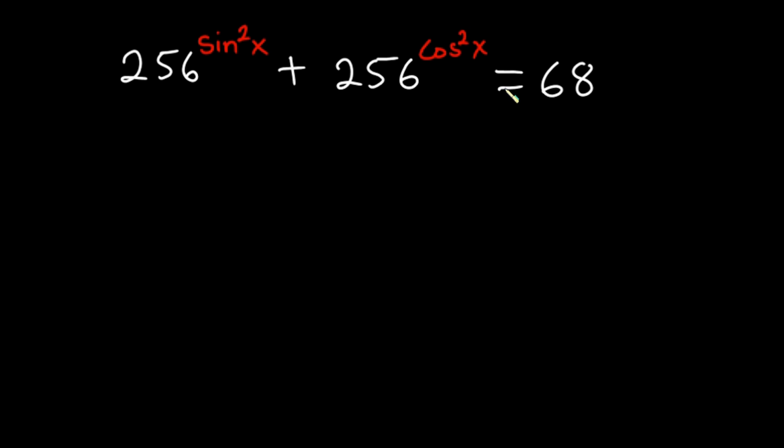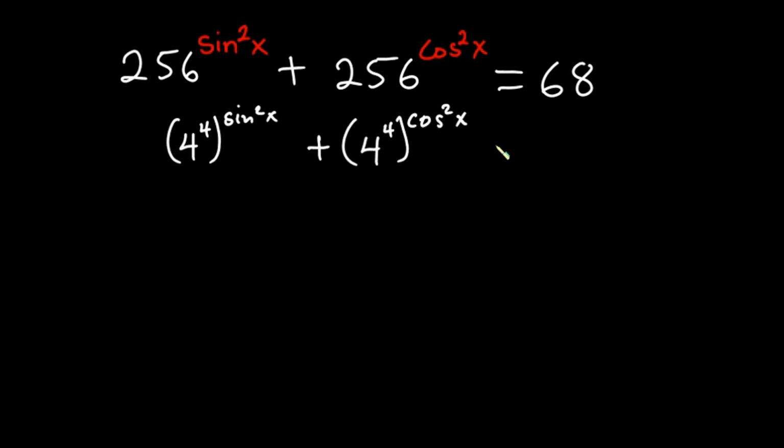Done? Cool. Now let's get started. First of all, let's reduce the bases on the left-hand side of the equation. 256 could be written as 4 to the power 4. Then we have 4 to the power 4 to the power sine squared x plus, from here we also have 4 to the power 4 to the power cos squared x, and this is equal to 68.